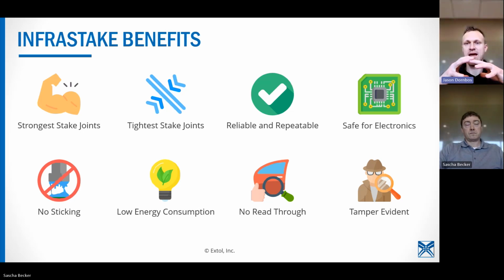We form it, and we're holding it tight that whole time and allowing that punch to create a pack out pressure. Similar to what you get when you're doing injection molding, the pack out contributes a lot to the strength of the part. The same thing is happening with InfraStake in the punch.